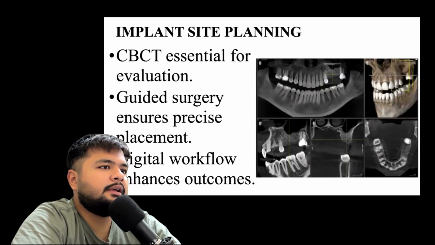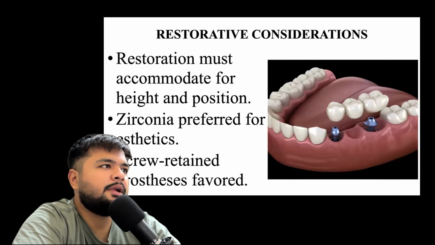So on this right side, these are the CBCT images, and first is the OPG image. So for the planning of the short implants, coming to the restorative considerations: the restorations must accommodate for height and position. Zirconia preferred for aesthetics. Screw retained prosthesis favored.